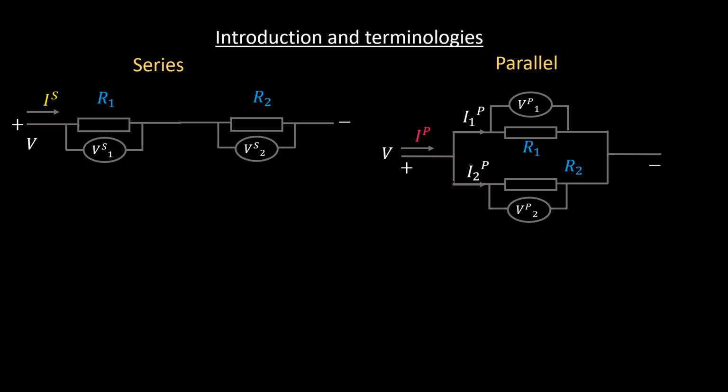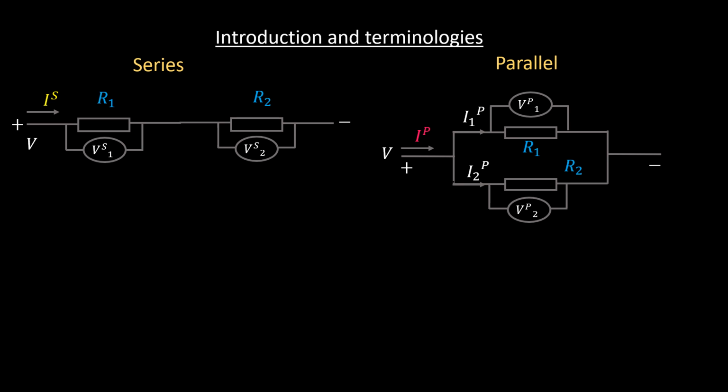For each of those types of connections, the amount of current and voltage across each resistor, hence the power dissipated in each circuit, will be different. The question is, are these circuit parameters for the two circuits related? And if so, how? That is what we shall be finding out in this video.